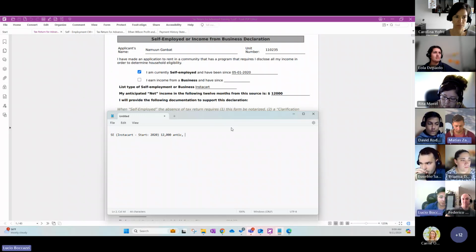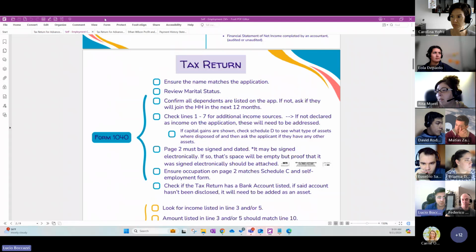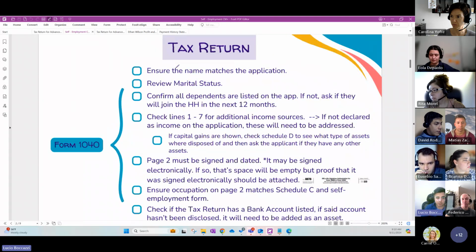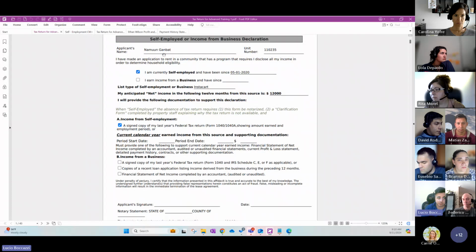Awesome. So let's get into the cheat sheet and go through everything together. As usual, we start with the 1040 form. We have some steps to take into consideration that we'll go through together. So the first thing that the cheat sheet tells me to do is ensure that the name matches the application and then review the marital status. Those are the first two things that we're meant to do.